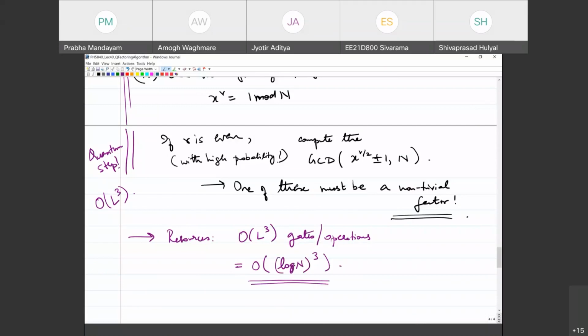So that completes this entire segment where we started from the Fourier transform, went on to do phase estimation, then order finding, and then finally factoring, right? So questions?